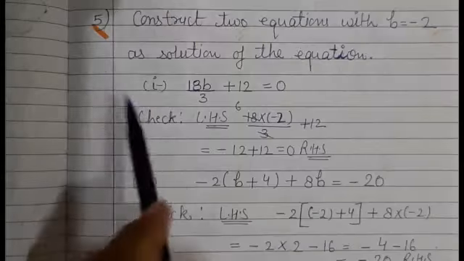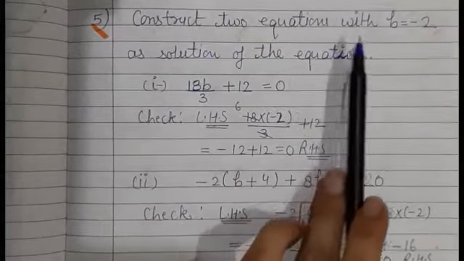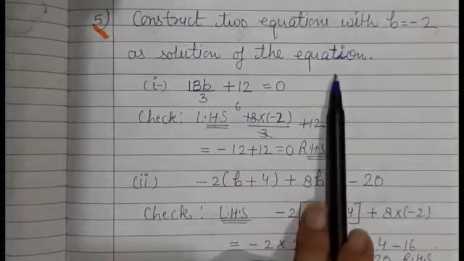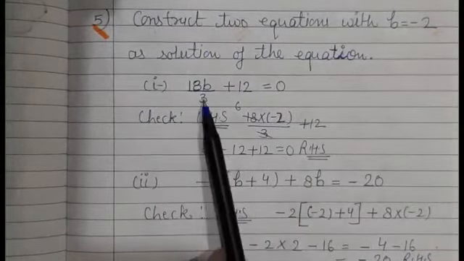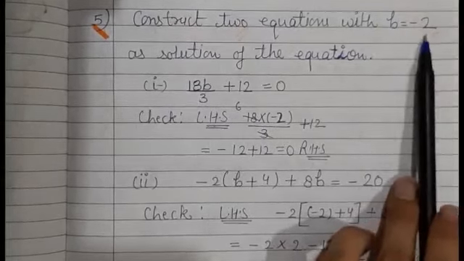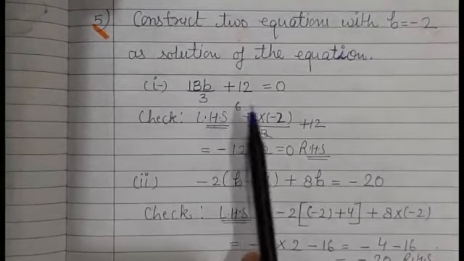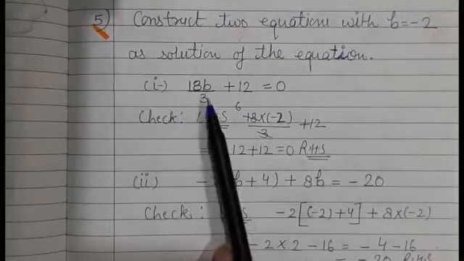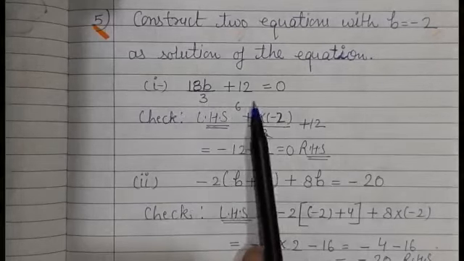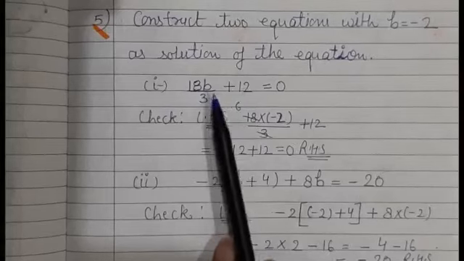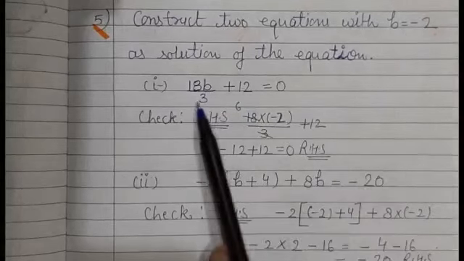Okay? Now the fifth numerical: construct two equations with b is equal to minus 2 as the solution of the equation. Now we have to construct any two equations in which, when we put b equal to minus 2, the left-hand side will be equal to the right-hand side. So the first equation which I have made is 18b by 3 plus 12 is equal to 0. We can check also by putting b as minus 2 in this equation.